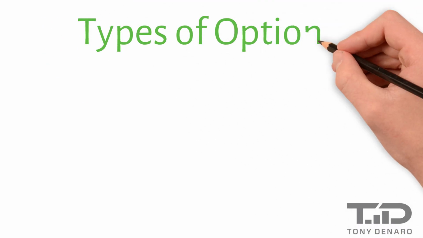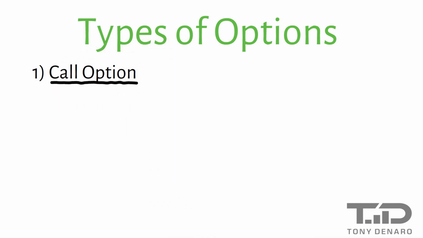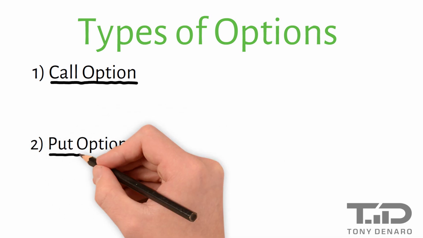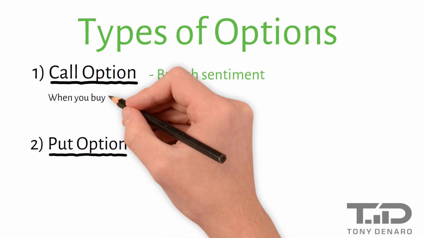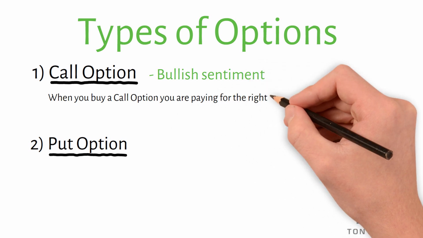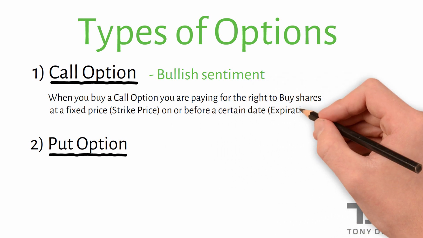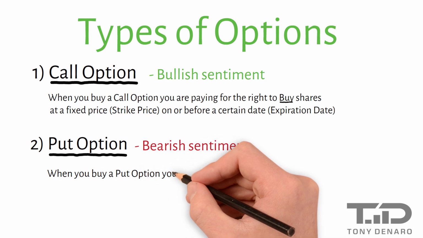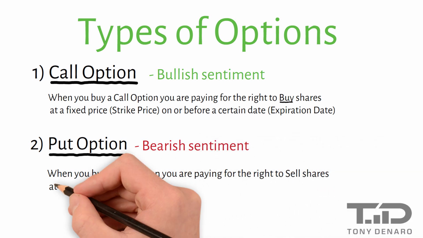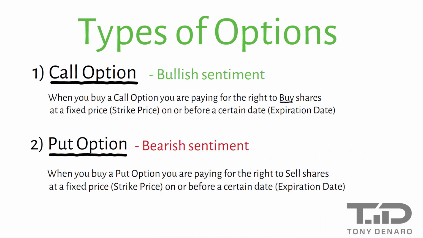The two basic types of options would be a call option or a put option. A call option is used if you are bullish on a stock. When you buy a call option, you're paying for the right to buy shares at a fixed price, the strike price, on or before a certain date, the expiration date. A put option is used if you are bearish on a stock. You expect it to go down. When you buy a put option, you're paying for the right to sell shares at a fixed price, again, the strike price, on or before a certain date, the expiration date.